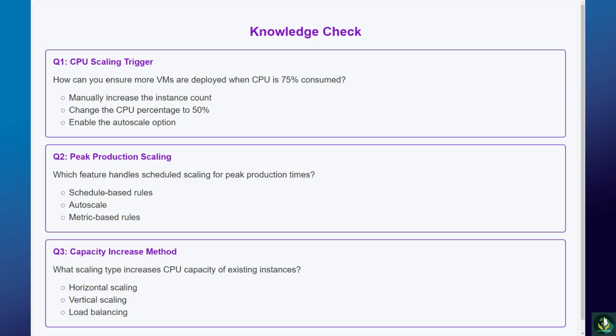2. Resource management. Vertical scaling increases individual instance power. Horizontal scaling adds more instances. Choose the right approach based on specific needs. 3. Implementation considerations. Configure appropriate thresholds for autoscaling. Plan for both peak and low usage periods. Consider cost implications of different scaling approaches.